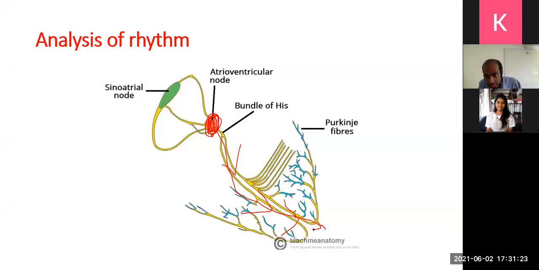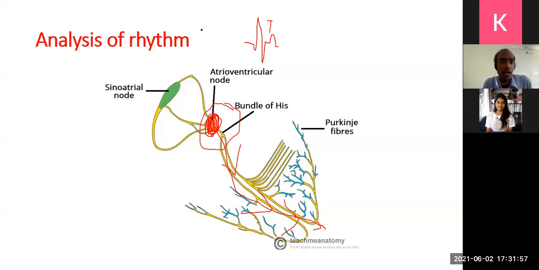So ventricular depolarization, which is the QRS complex, is normal. The T wave is normal, because even though the node is running the show, it is sending the current down the normal route. So QRS is normal, T is normal. Now what happens here? Who is running the show? The AV node is running the show.